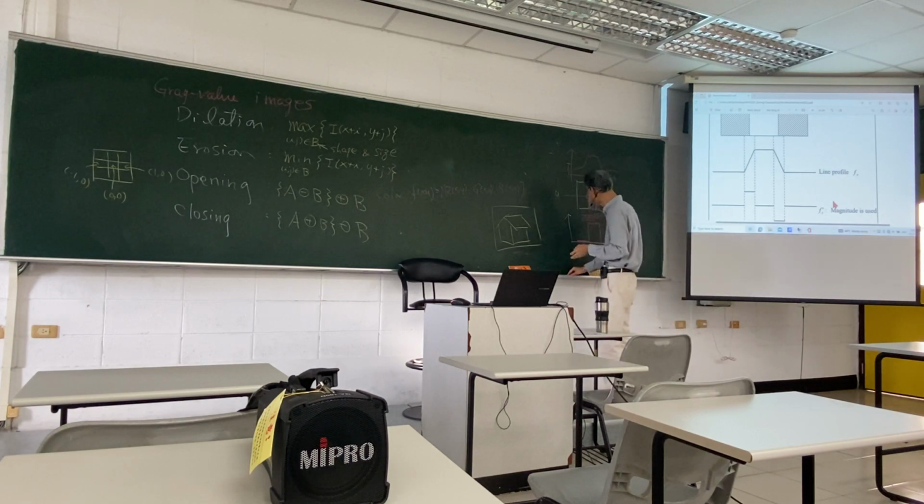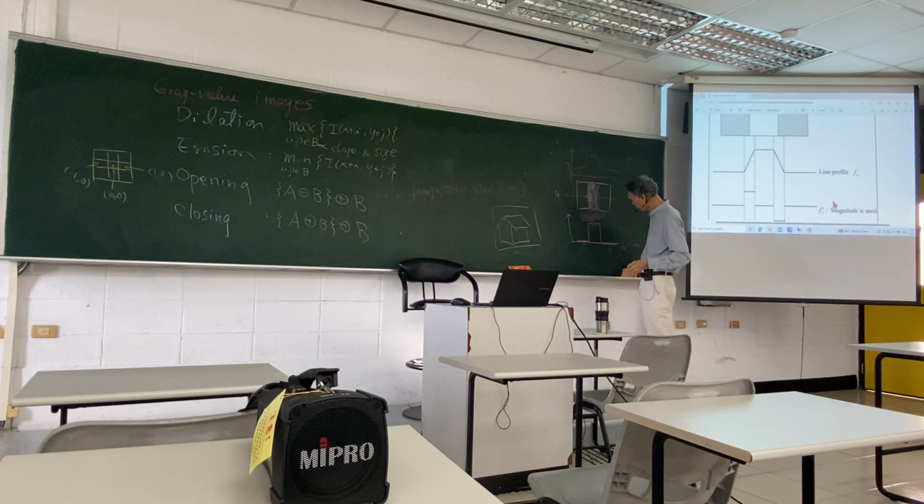But let's assume it will steadily increase around the edges, and then decrease, and then go steady to the background. So if we have a signal like this, this is the line profile, then we take the very first derivative. We take the derivative of this signal.